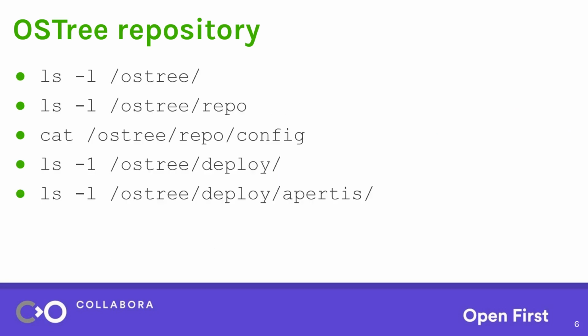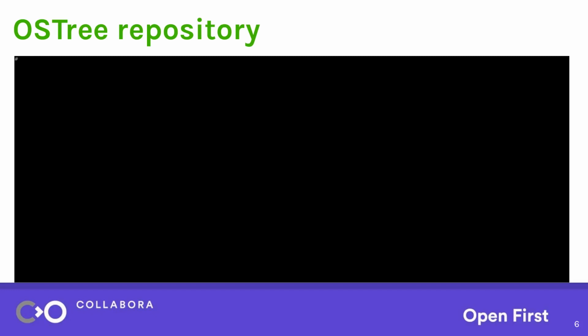Okay, let's check how an OSTree repository looks on a real system. If we list the content of the directory OSTree, we will see 3 additional directories. Repo, containing all file objects for the repository and the configuration of the repository. Deploy, containing deployments, which are extracted root file systems. And boot, a special boot directory, and a symlink showing which deployment we use for the current boot.